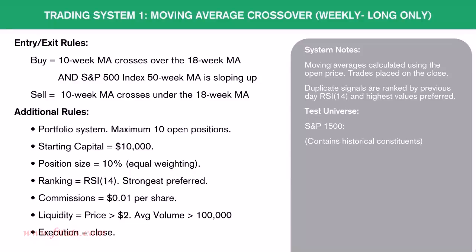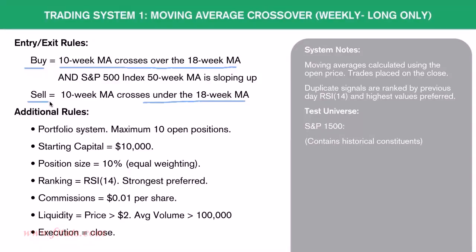So this is a portfolio long-only system where we can hold a maximum of 10 stocks at any one time. Let's look at the details more closely. Whenever the 10-week moving average crosses over the 18-week moving average, it signals a new uptrend in a stock, so we're going to buy that stock and add it to the portfolio. Whenever the 10-week moving average crosses under the 18-week moving average, it signals that the uptrend is now over, so we're going to sell the stock and it will drop off the portfolio.